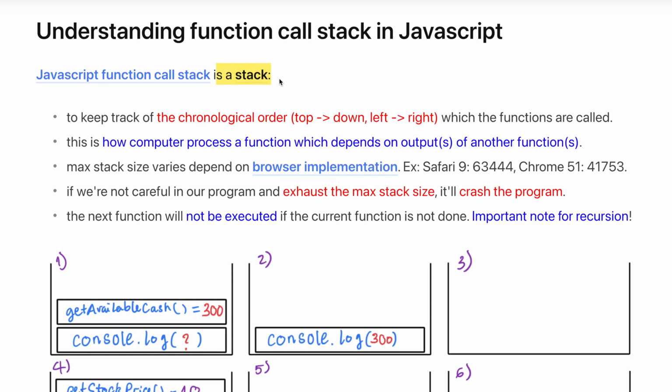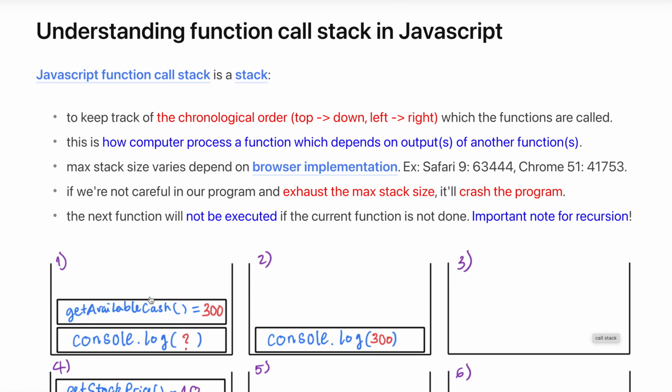Then why do we need a stack to keep track of this order? Well, the answer is, very often in programming, the computer has to process a function which depends on the outputs of other functions. When this dependency happens, the computer has to pause processing the current function, put that function into the stack, and then execute the other functions to get the outputs that the original function requires, and then continue to process that original function. In short, using a stack is the way the computer processes a function which depends on the output of other functions. Let's have a look at this example in this picture.